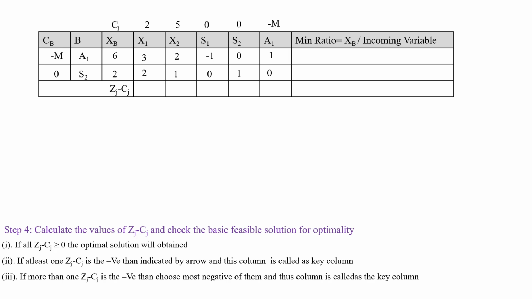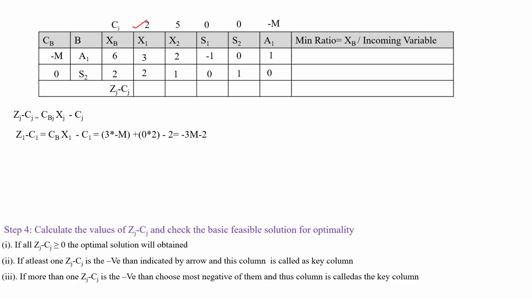And if more than one Zj minus Cj is negative, then choose the most negative of them, and that column is called the key column. So first we have to calculate the Zj minus Cj values. Zj minus Cj equal to CBj into Xj minus Cj. So first we have to calculate the Zj minus Cj for the first variable.